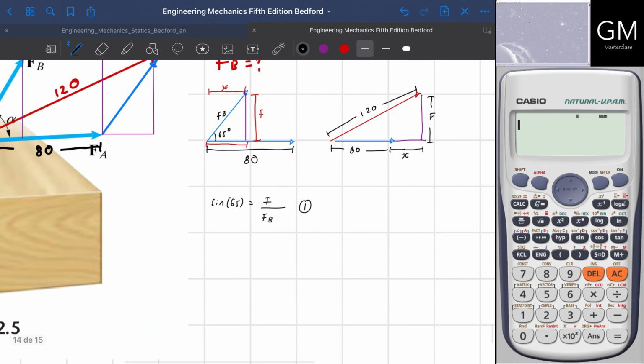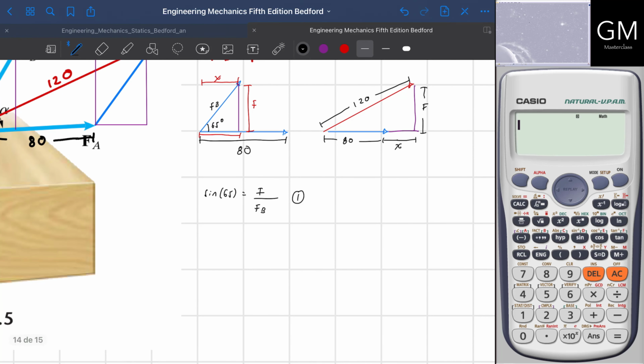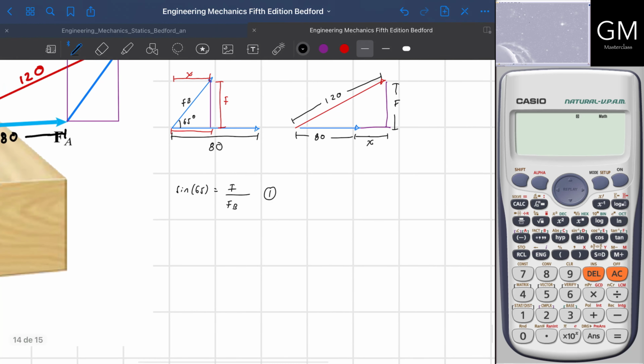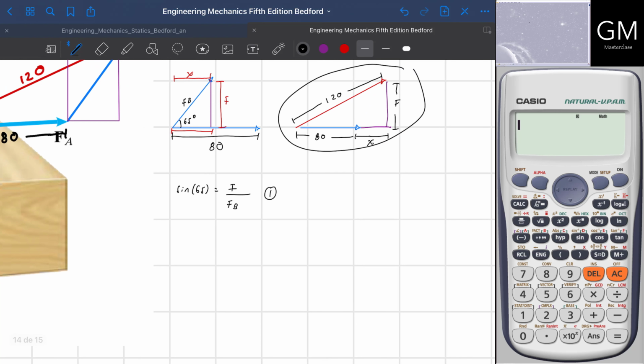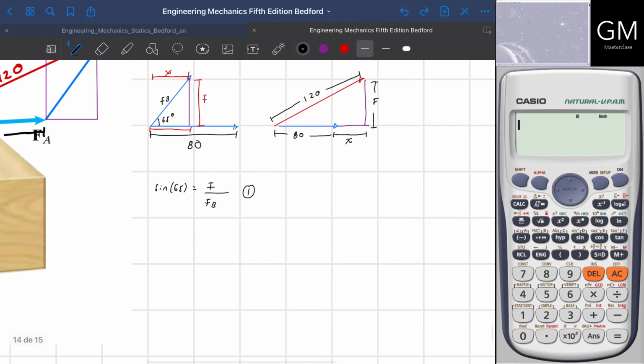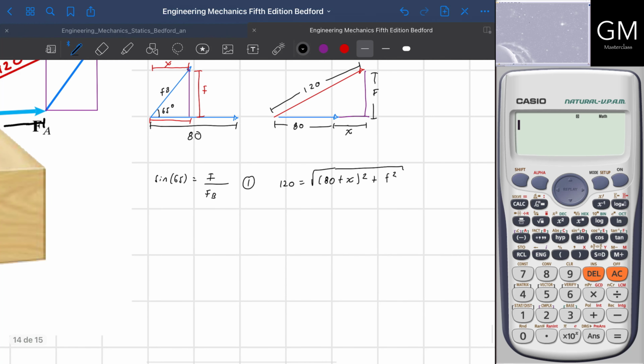Okay, so after all, I'm going to need to solve the equation for me to get the X value, because from this diagram what I'm getting is the next equation. So 120, because of Pythagoras theorem, is equal to the square root of (80 plus X) evaluated to the second power plus F evaluated to the second power.